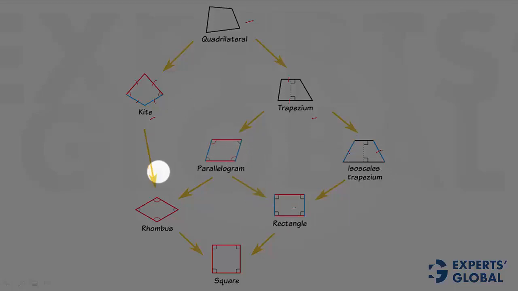A kite becomes a rhombus when the 2 pairs of sides become all equal in length. A kite had only the corresponding sides equal. A rhombus has all the 4 sides equal.